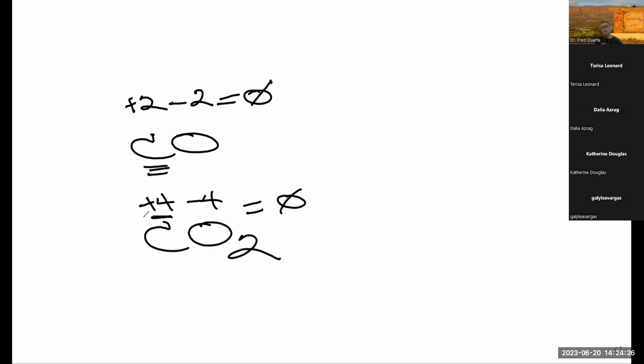Let me give an example of, let's say, magnesium X. Magnesium X. What must be the oxidation state of the element X? X is some hypothetical element. Okay. What do we know about magnesium and its oxidation state?